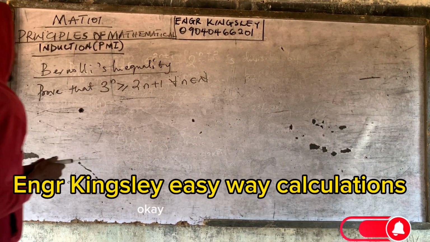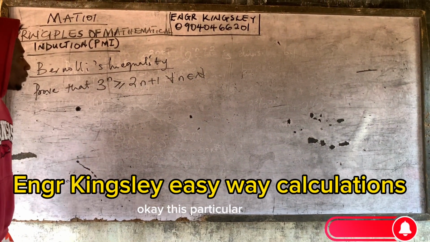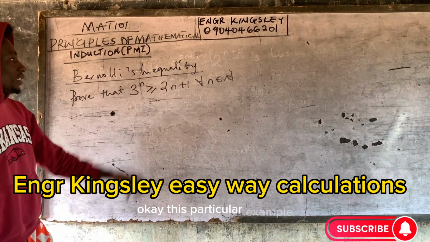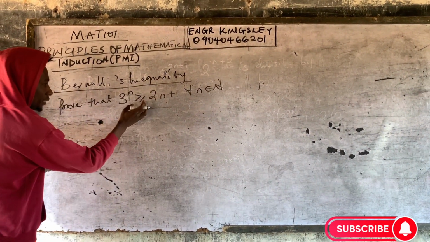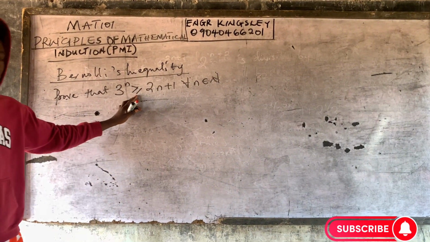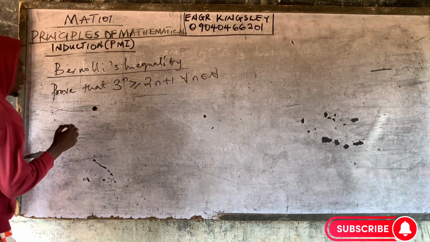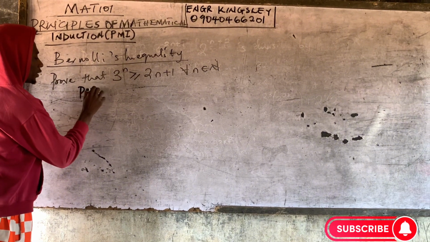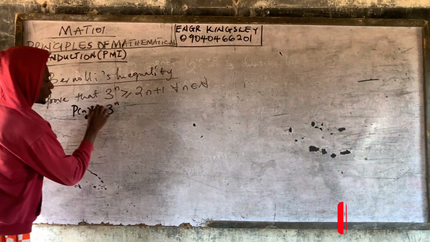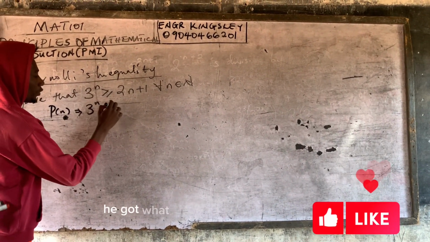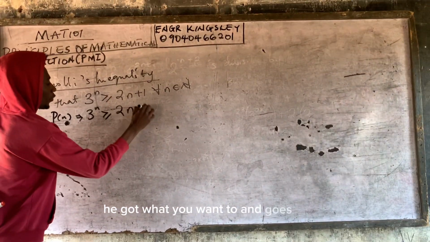Okay? In this particular example, mathematical induction is under Bernoulli's inequality. So Bernoulli's inequality is telling us that we can prove some statements in mathematical induction that contain an inequality sign. Okay, a good place to start is to consider the statement to be P of n, which is 3 raised to the power n is bigger than or equal to 2n plus 1.